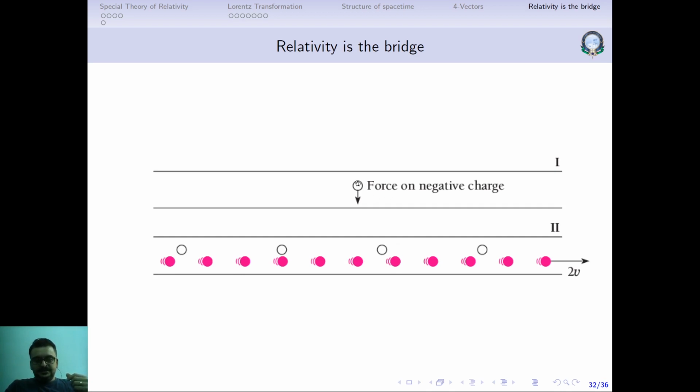So this negative charge finds that the other wire has more positive charges per unit volume compared to negative charges. So overall it will experience an attractive force towards this wire.